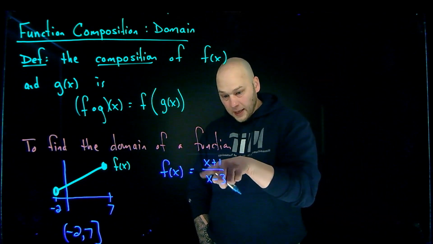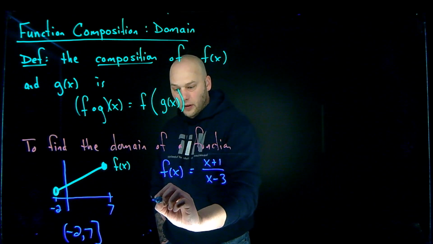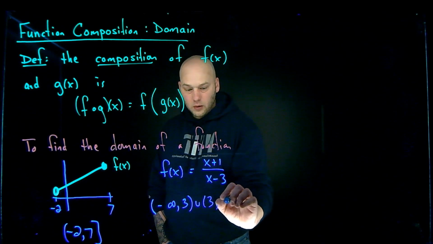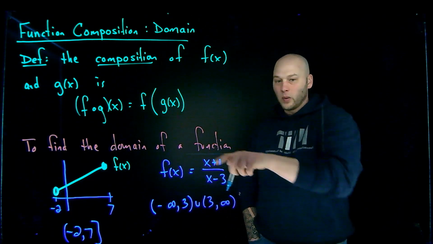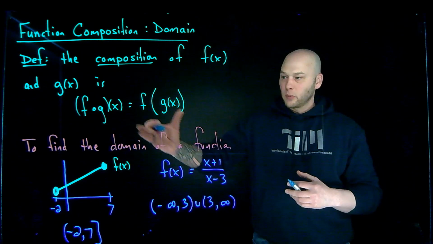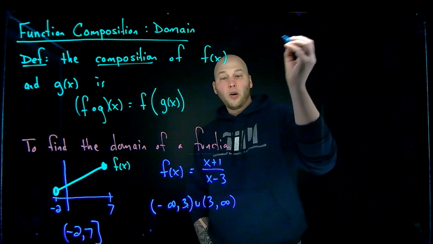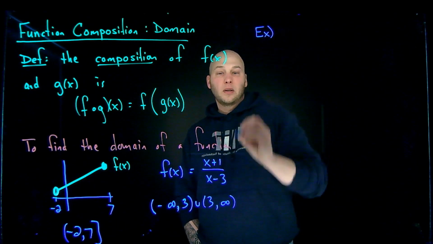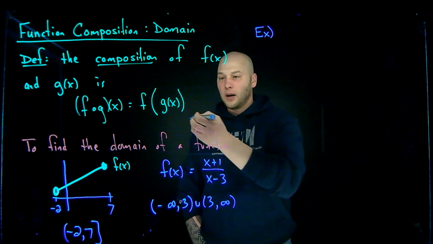The only thing I can't use here is 3, so therefore it would be everything to the left of 3 and then everything to the right of 3. And this right here is the main thing that we are going to look at in finding the domain of a composition, because I'm going to give you the function expressions. So let me go ahead and work through an example to illustrate the concept of how to find the domain of a function composition.